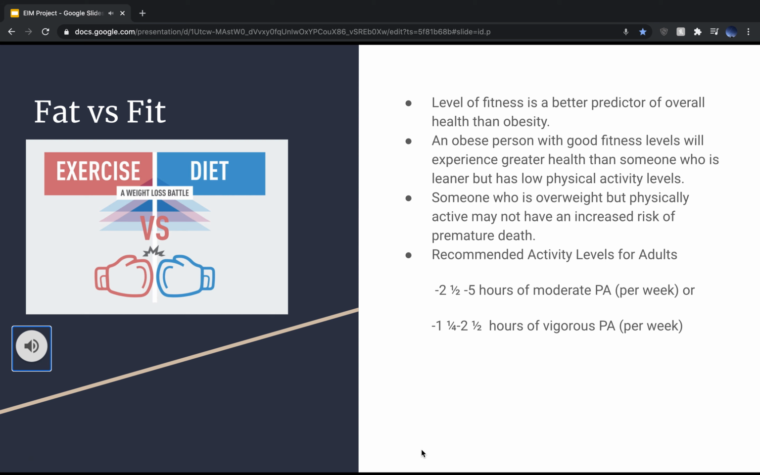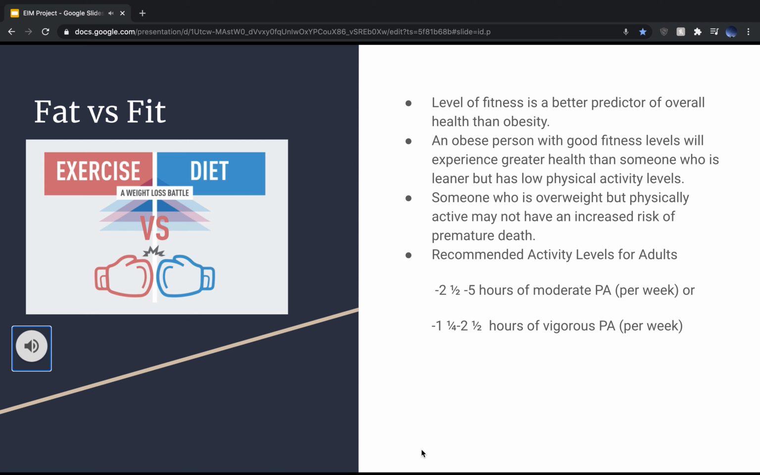So, after discussing the obesity and physical activity epidemics, is it more important to be physically fit or to live at a healthy weight? While both factors are definitely important, studies have shown that level of fitness is a far better predictor of mortality than obesity. As a matter of fact, an obese person who is physically active is more likely to experience good health than someone who is lean but physically inactive.